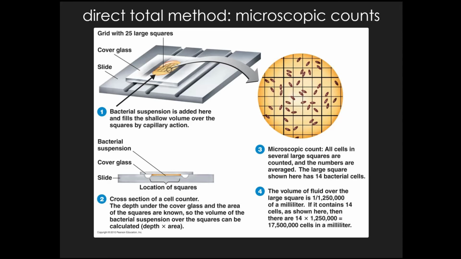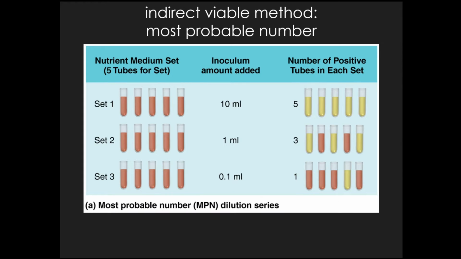So notice we now have one direct viable method of counting in which we record CFUs per mil. We have one direct total method of counting. And now we're going to move on to our indirect methods, which we will have two examples of as well. The first of those is the indirect viable method, which is called the most probable number test.